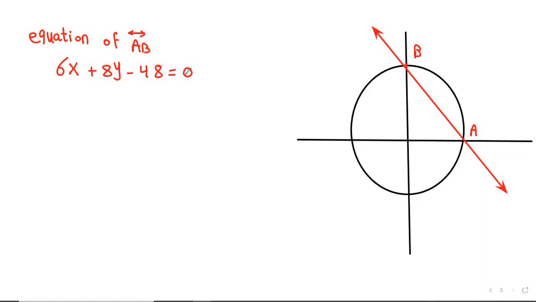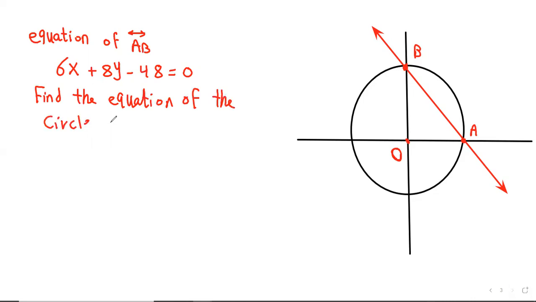Okay, passing through the points A, O, and B. Find the equation of the circle passing through A, O, and B.